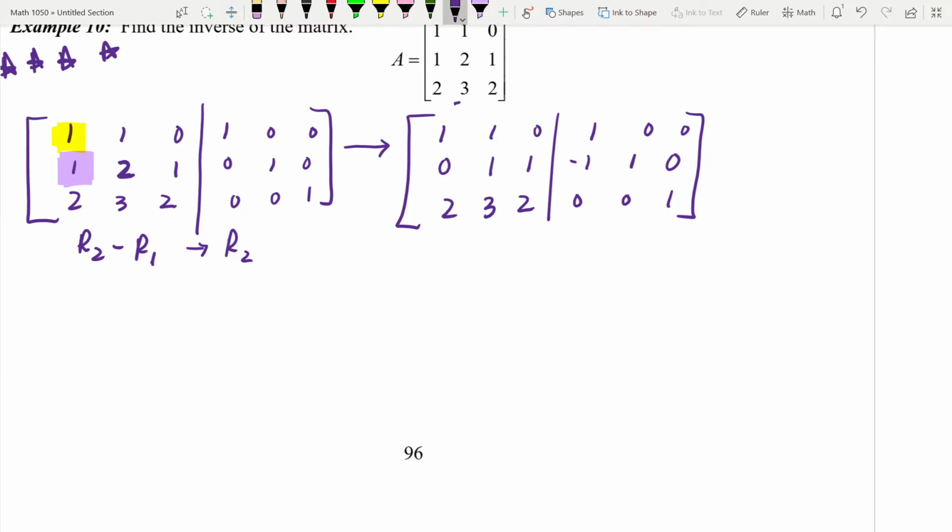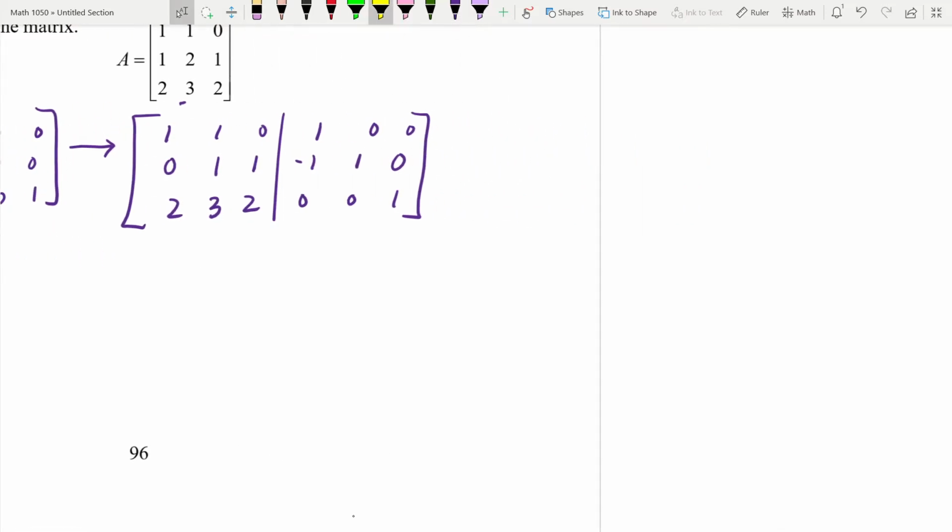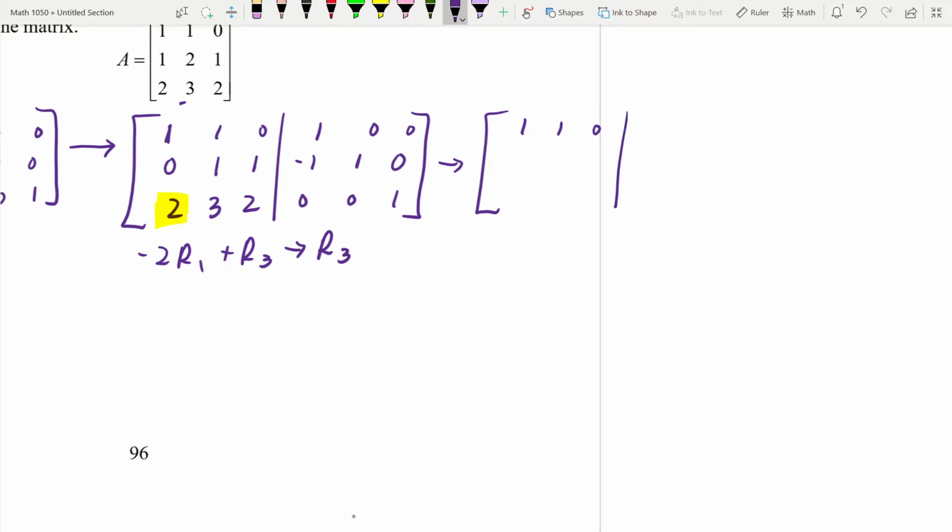Watch me closely. If I make a mistake, stop me, okay? Because I can make them just as easily as you. The third number I need to get to be right is that one. Use the 1. So go negative 2 times row 1 plus row 3 becomes my new row 3. So row 1 doesn't change. Row 2 doesn't change.